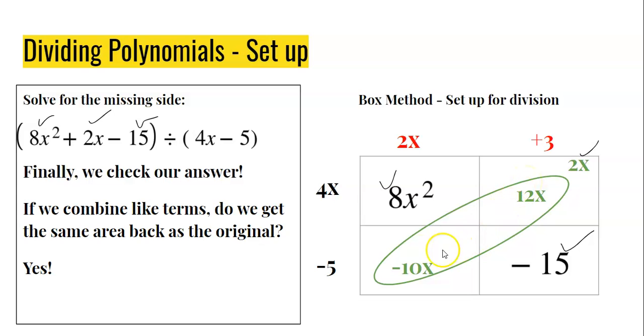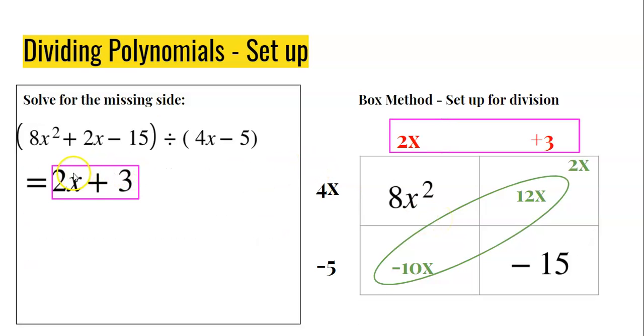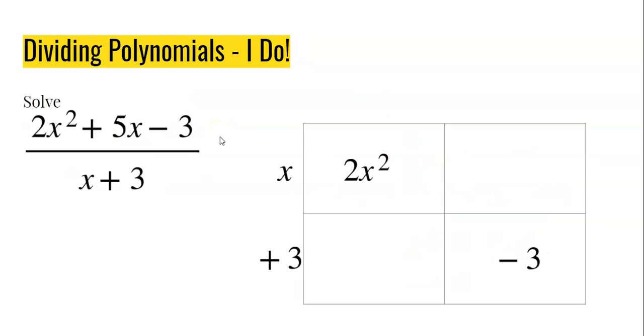And now if you combine like terms, negative 10x plus 12x, or 12x minus 10x, gives you 2x. And notice you have your 8x squared, check, your 2x, check, and your negative 15, check. It matches our end result. So both end results match, therefore we know we're correct. Therefore, we know our answer is 2x plus 3. That is our missing binomial, or that is what we get when we divide this end result by 4x minus 5. So example 3, hopefully you're starting to get the habit of it and seeing what we're doing.